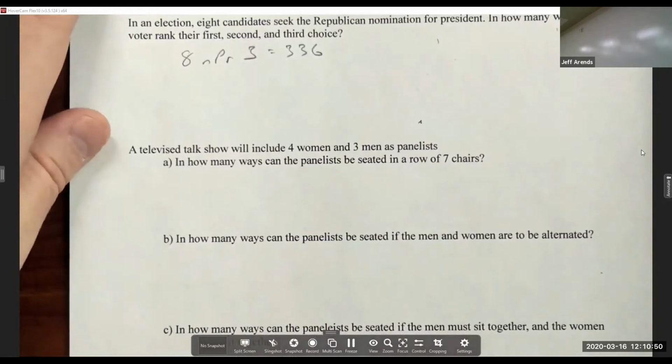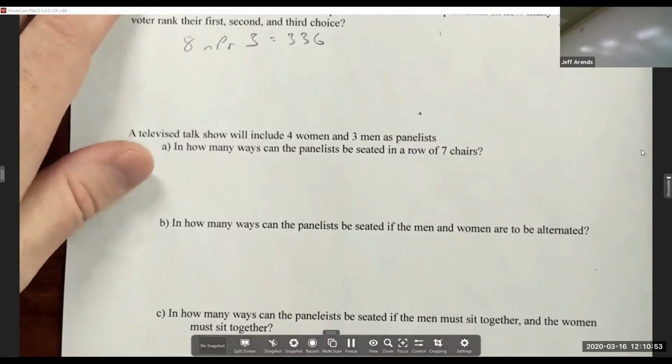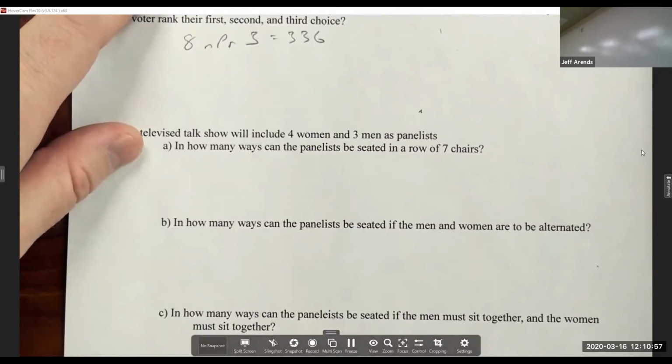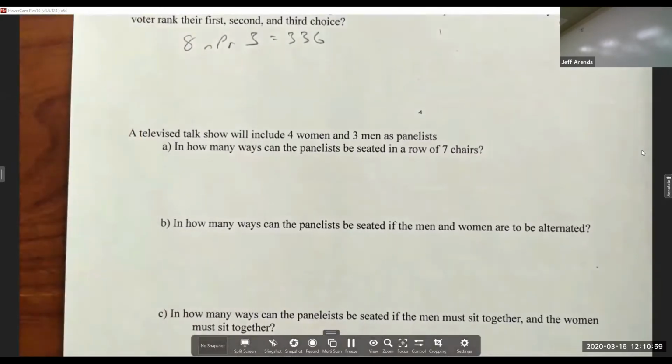A televised show will include 4 women and 3 men as panelists. In how many ways can the panelists be seated in a row of 7 chairs? So we're saying we have 7 chairs in a row. We're trying to figure out the number of different ways we could arrange these 7 panelists.